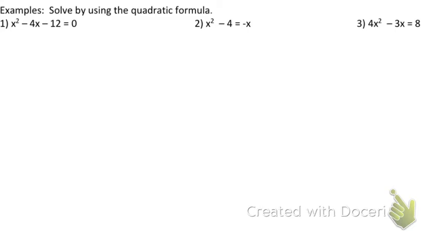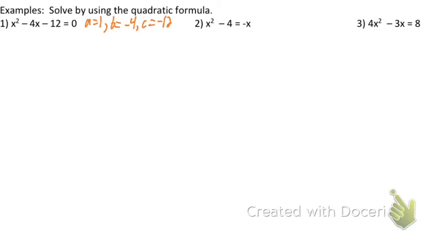So, this number 1, we have 5 problems today, and that's it. Number 1, x squared minus 4x minus 12 equals 0. We first must go through and identify A, B, and C. So, what is A? X squared. 1. There's a 1 in front of the x squared. The A is whatever's with it. What's our B? Negative 4. What's our C? Negative 12.